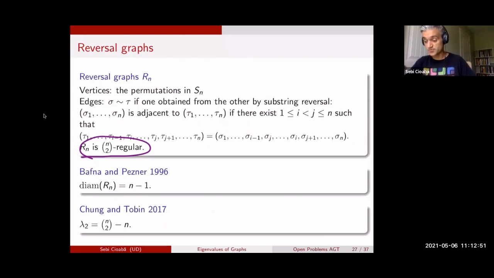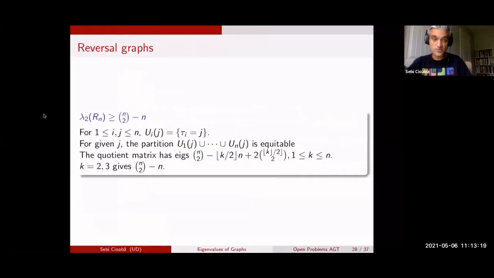So Pevzner, I might have misspelled his name, but these graphs, reversal graphs and signed reversal graphs, appear in the biology literature quite a lot, and they figure out the diameter. Chang and Tobin figure out the spectral gap for these graphs. And the argument is, again, very similar.